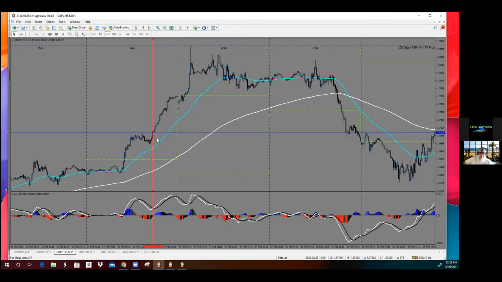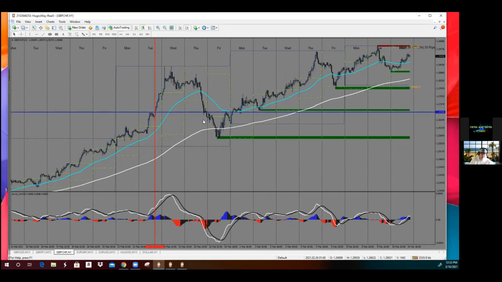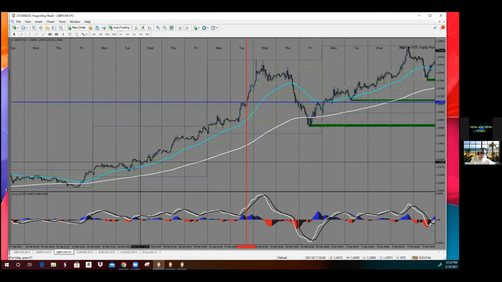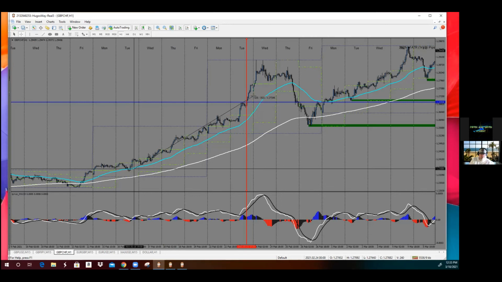As you can see, structure broken, MACD cross up on the zero, right? Look how active that trade was. 200 and something pips, okay? On the 15-minute time frame, we're intraday trading. As you can look on the hour, you can tell that this pair is completely in an upward trend.